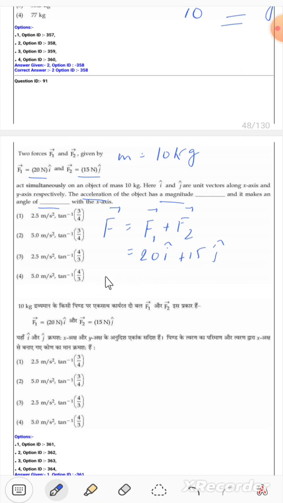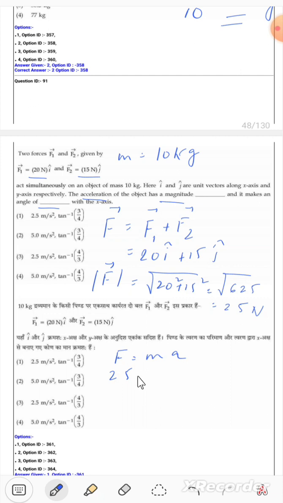If we find the magnitude of this, it will be root over of 20 square plus 15 square, and finally it will be root over of 625, which is 25. So the resultant force we have got is 25 Newton. We know that force equals mass into acceleration. So 25 equals mass, which is 10 kg, times acceleration, which we have to find out. It will be 2.5 meter per second square, and we have to find the angle.